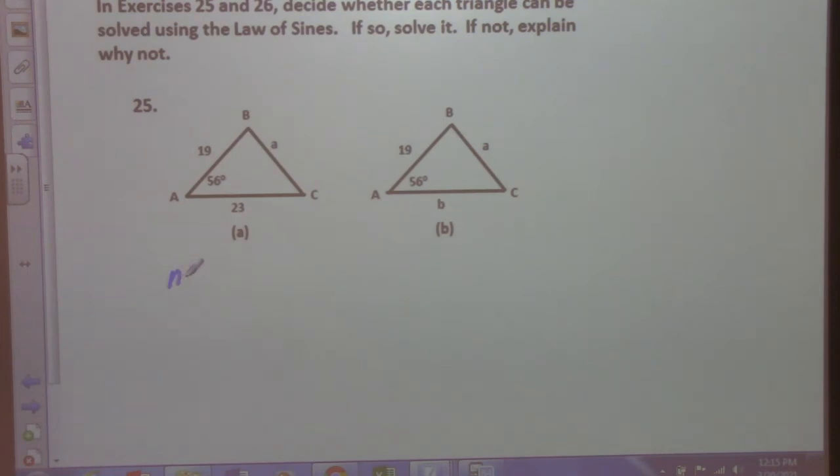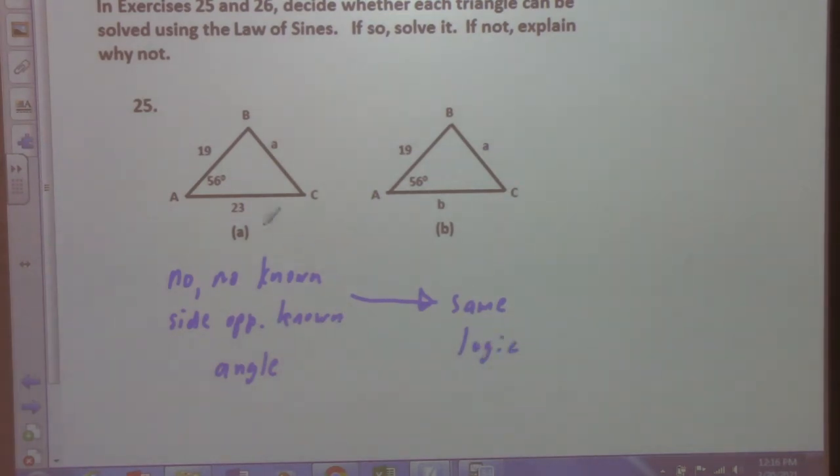No. Reason? Known side. No opposite side. Would it be opposite then? Side opposite a known angle. It has an opposite side, but they are not known, right? So you have to have a known side opposite a known angle. What about part B? So this one here is what? Same, right? Same logic.